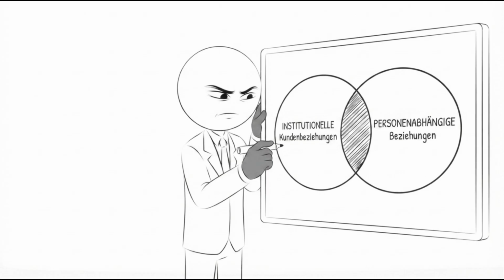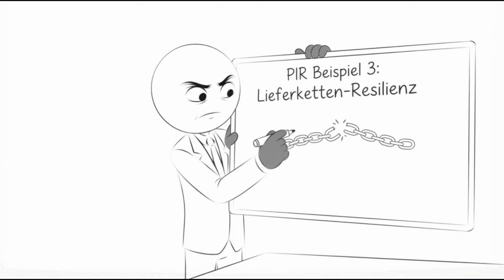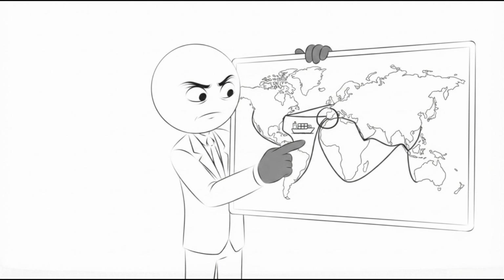Are customer relationships institutional or person dependent? Critical question, because when the key account manager leaves, the key account might follow. Example 3. Supply chain resilience. Which of your supply chains are exposed to geopolitical disruption? That's the motto of all supply chain PIRs.